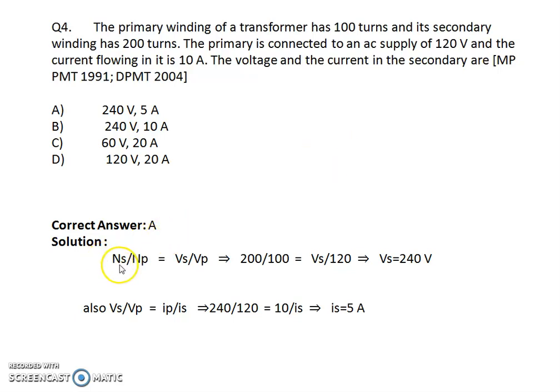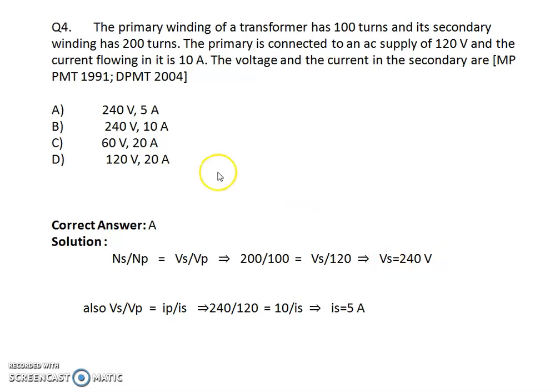So we know that the ratio NS upon NP, that is the transformation ratio, is equal to Vs upon Vp, where Vs is the voltage in the secondary coil and Vp is the voltage in the primary coil. So NS upon NP is 200 divided by 100, and it should be equal to Vs upon Vp, where Vs you have to calculate and Vp is given, which is 120 volt. This ratio is equal to 2, and therefore by cross multiplication we get Vs is equal to 240 volt.